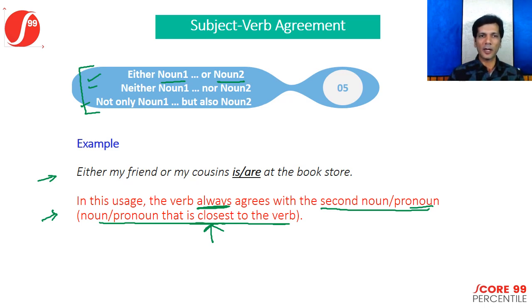So understand this example here. Either my friend or my cousins. So you're combining two nouns, my friend, my cousins, with either or. So either noun 1 or noun 2, is or are at the bookstore. As per this rule, your verb agrees with the nearest noun or the second noun or noun 2. Since noun 2 is plural, your verb has to be plural. It is not is, it is are. That's how you understand this particular point.